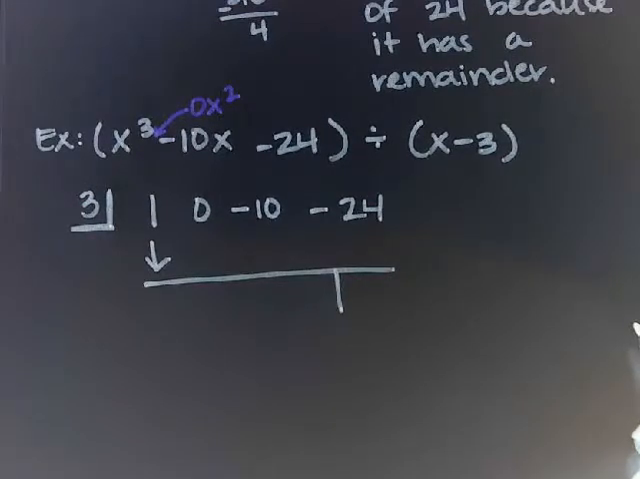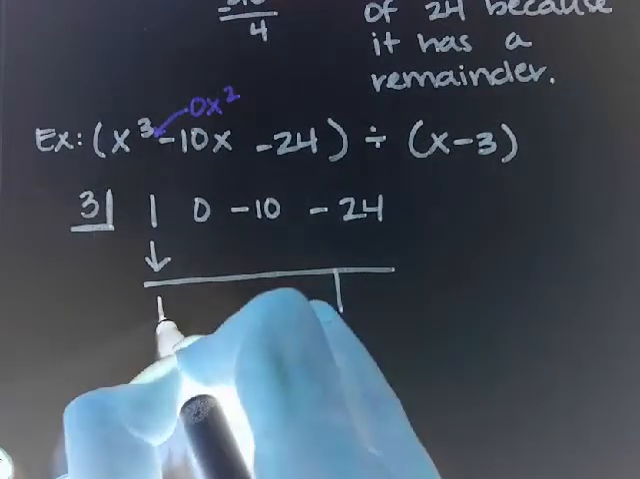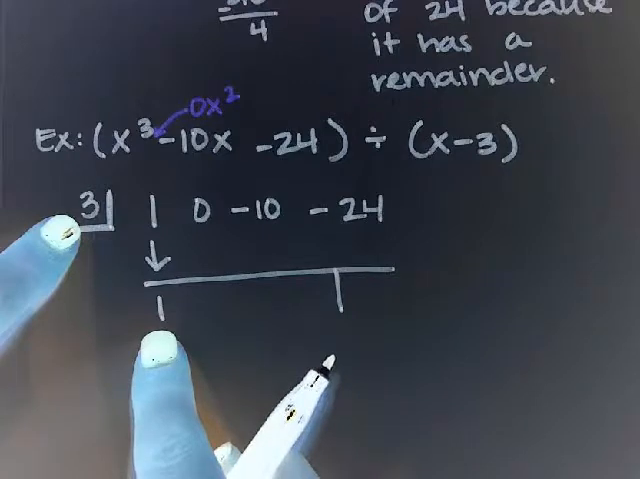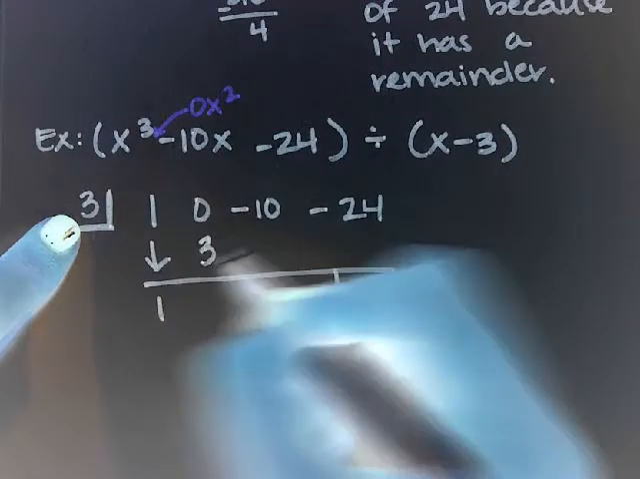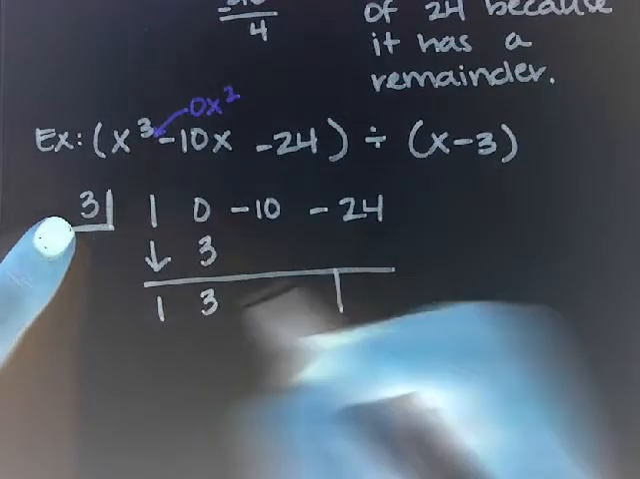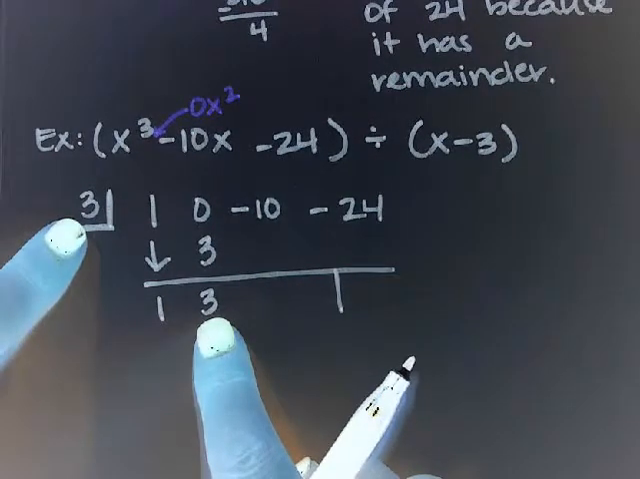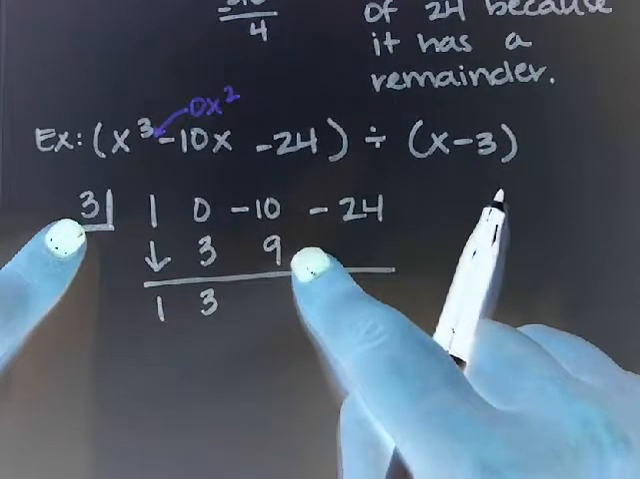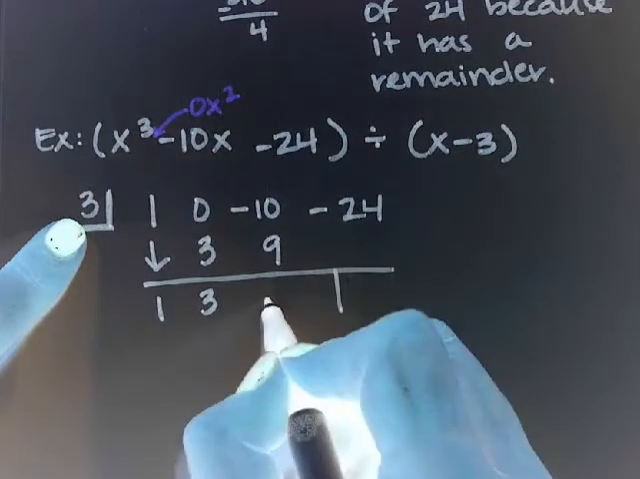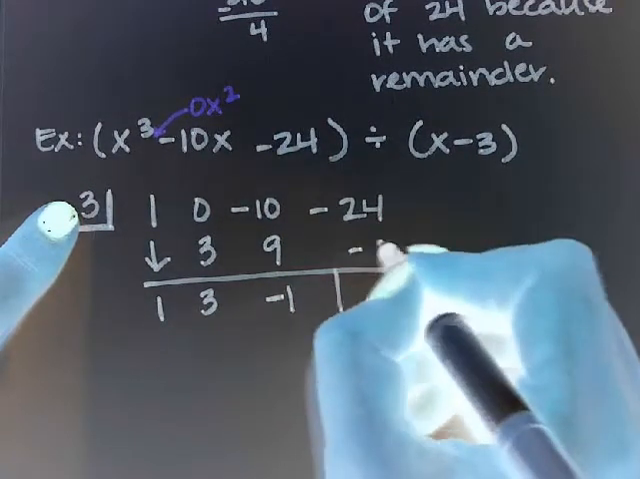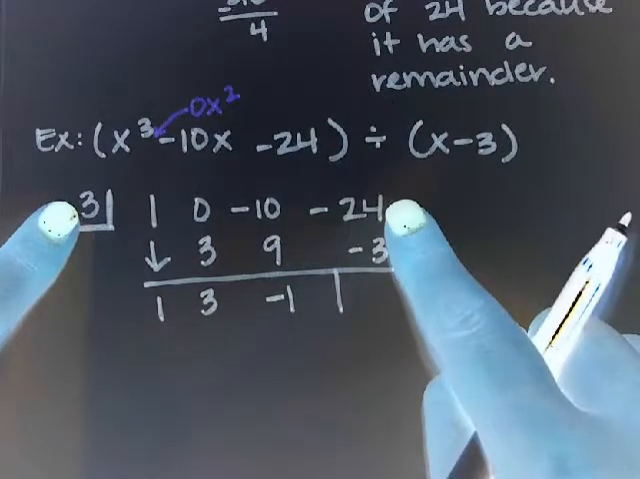And so what do I do now? Bring down the 1. 1 times 3 is 3. 0 plus 3. 3 times 3 is 9. Negative 10 plus 9. Negative 1 times 3. Negative 3 plus negative 24.